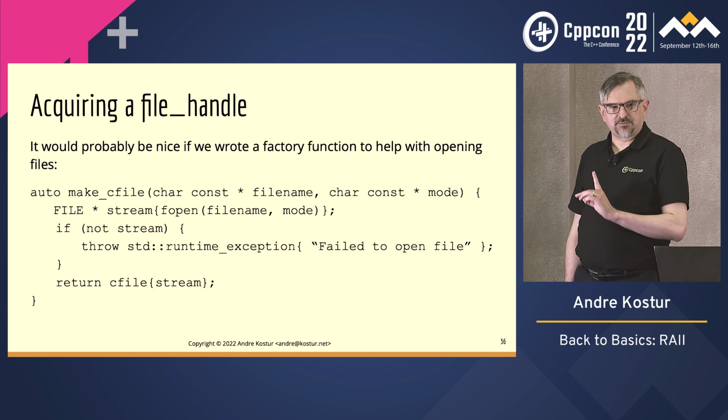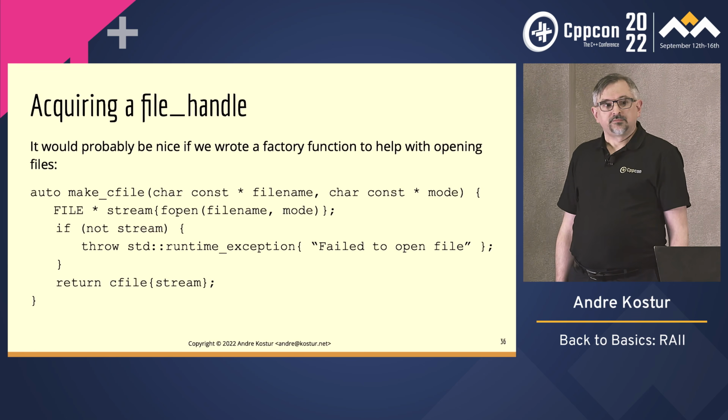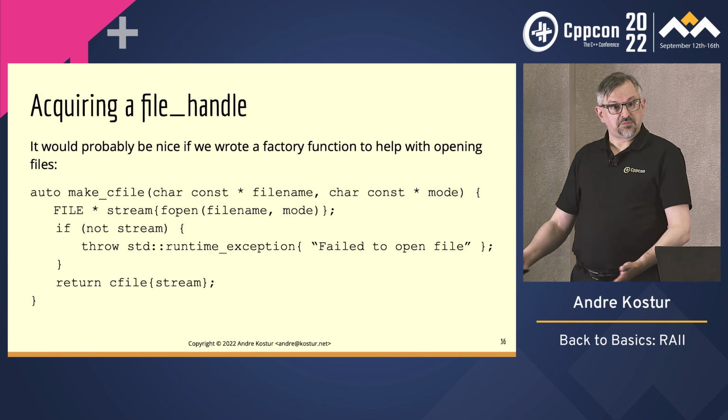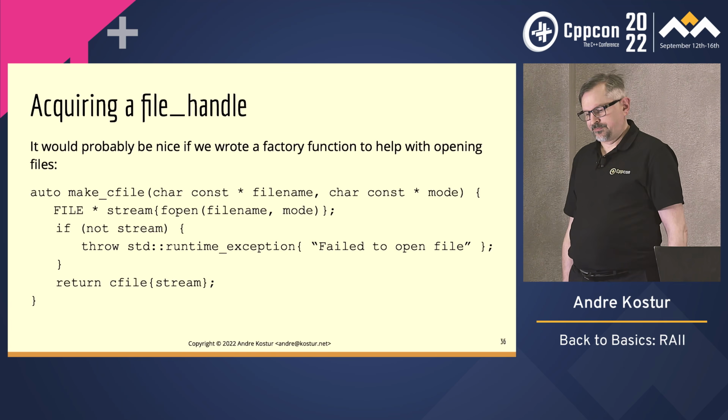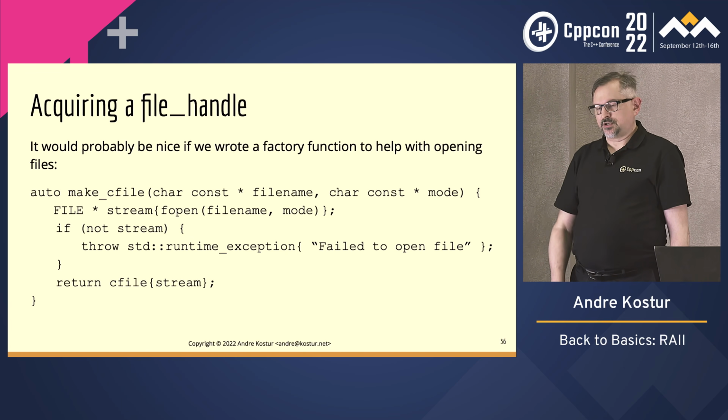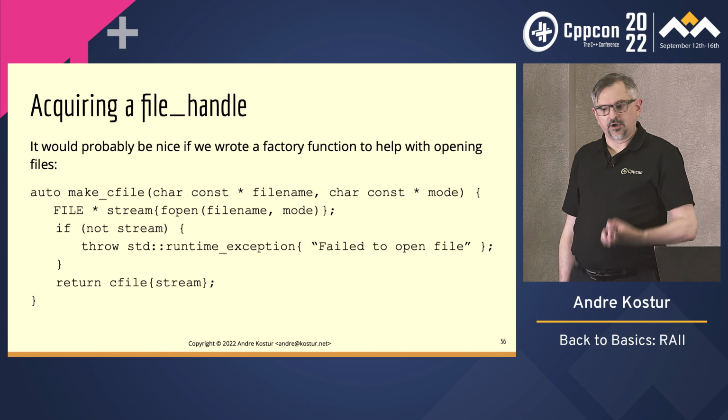As it turns out, this actually makes my destructor side easier. That lambda doesn't have to consider that I might be fclosing a null. I just throw an exception in this case, so it just can't be null. It always has a valid value. And I return a constructed C file, so I'm just returning the RAII class itself.